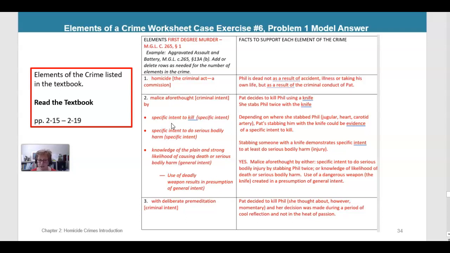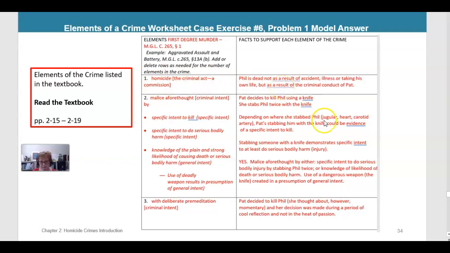And causation, legal causation is not an issue here. There's no issue that the cause of Phil's death is being stabbed twice by Pat. On the right-hand column, you see that I have taken the facts from the short fact pattern in this case exercise and used them as what I am showing you and what you need to show me when you complete a case exercise worksheet. How do we know there's a homicide?